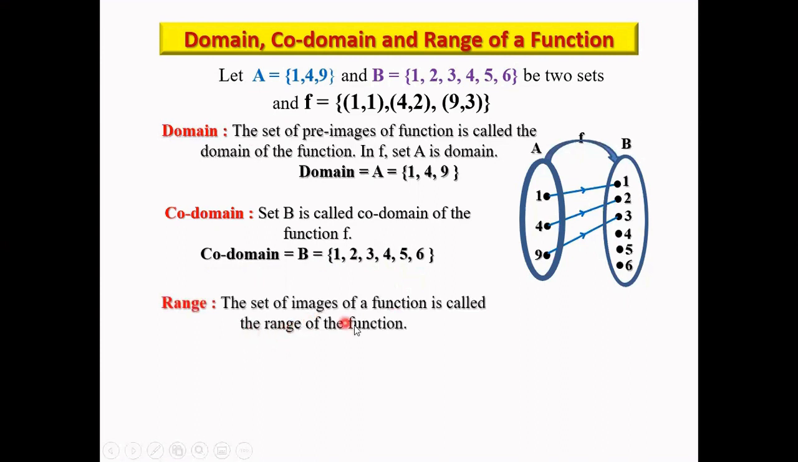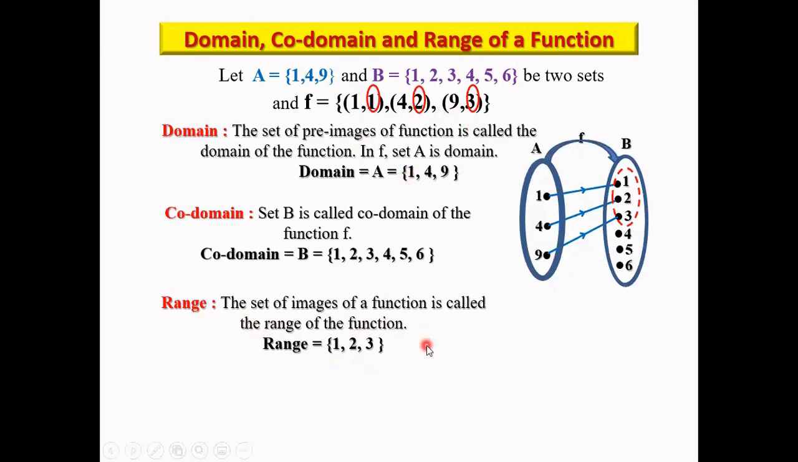Range. The set of all the images of a function is called the range of the function. Image of 1 is 1, image of 4 is 2, image of 9 is 3. The set of all images, that is 1, 2, 3 in this arrow diagram, is the range of the function f. So here range is 1, 2, 3. Also we can say the set of all the second components of the ordered pairs of the function f is the range.